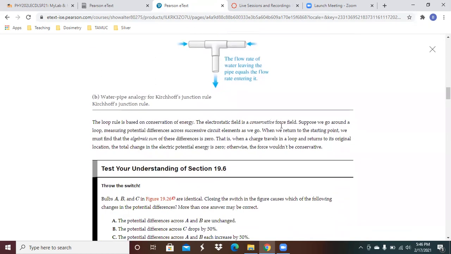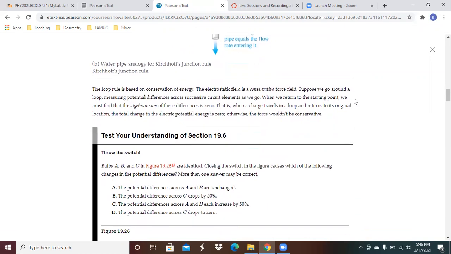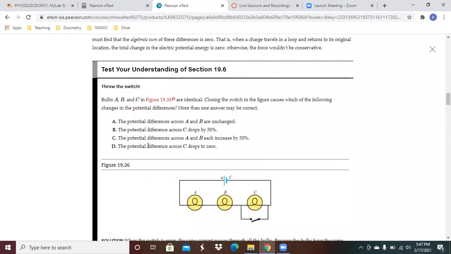Also, the electrostatic field is a conservative force field. So suppose we go around the loop measuring potential difference across successive circuit elements as we go. When we return to the starting point, we must find the algebraic sum of these differences is zero. In other words, when the charge travels in a loop and returns to its original location, the total change in electric potential energy is zero. Otherwise, the force would not be considered conservative.